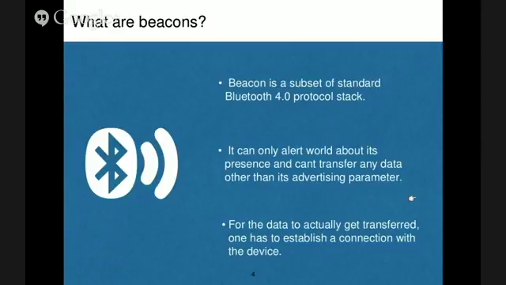So this is a very important point with the beacon, that a beacon cannot actually transfer data. It only broadcasts its beacon parameters, and for the actual data transfer to happen, one has to establish a connection.